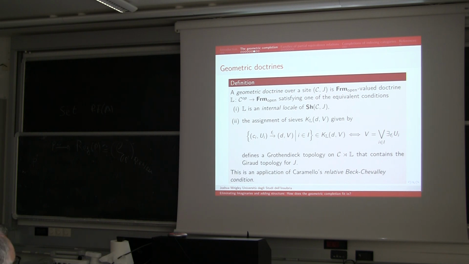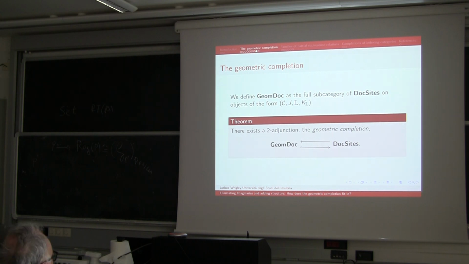Okay, and with this definition of geometric doctrines, we're able to construct, well, I haven't talked about the two-dimensional structure, but there's an obvious two-dimensional structure we would want to put on all of this. And we can construct an adjunction between geometric doctrines and doctrinal sites such that this completion is now highly potent, as well as being universal. Okay, so how would we actually compute the geometric completion?